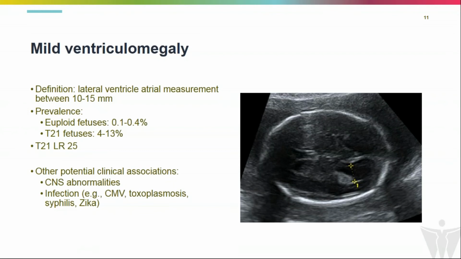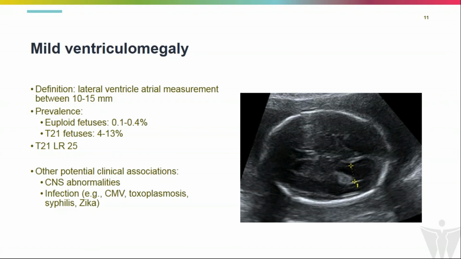Whenever we do see this, again, other things we want to consider are potential etiologies such as CNS abnormalities and potentially fetal infections such as CMV, toxoplasmosis, syphilis, and more recently, Zika virus.